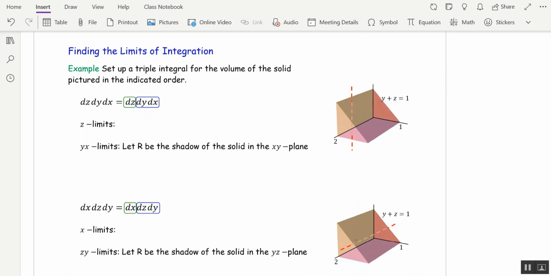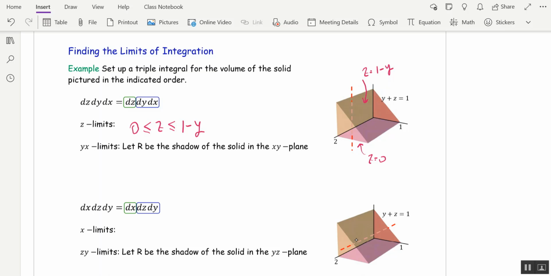Finding limits of integration. We want to set up a triple integral for the volume of the solid pictured here in 2 different ways. So first I want to go dz dy dx. So if I'm doing z first, I want to imagine vertical lines going through the solid. Those vertical lines enter on this plane here. That's the plane z equals 0. And they leave on this plane here, which is z equal 1 minus y. So our z limits are 0 to 1 minus y.